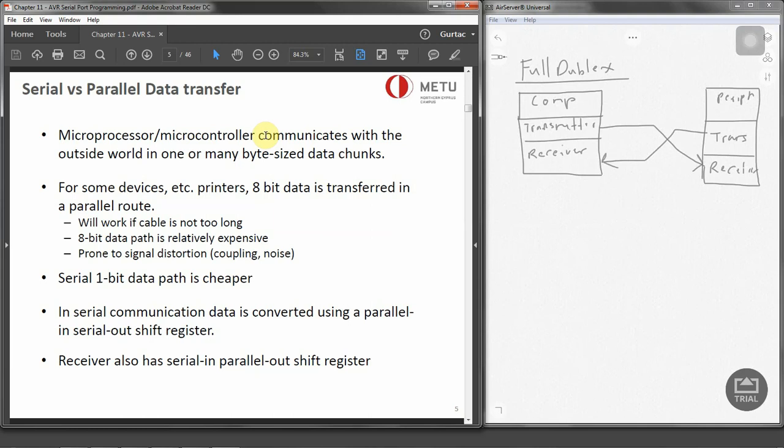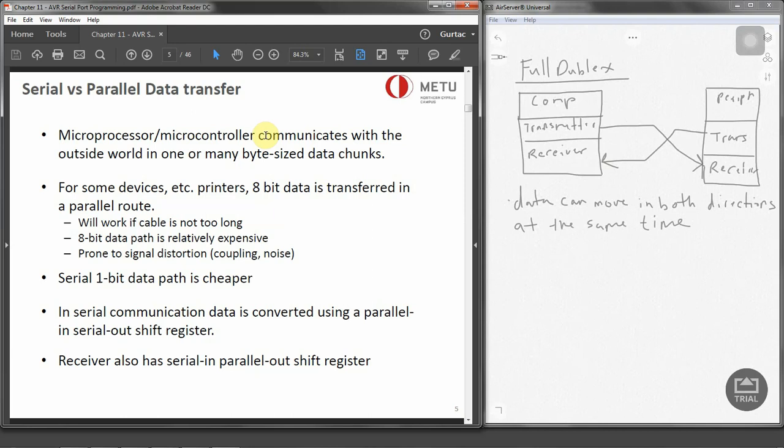So it can actually transfer the data in both ways at the same time. So there are two lines over there. So data can move in both directions at the same time. So this is full duplex.